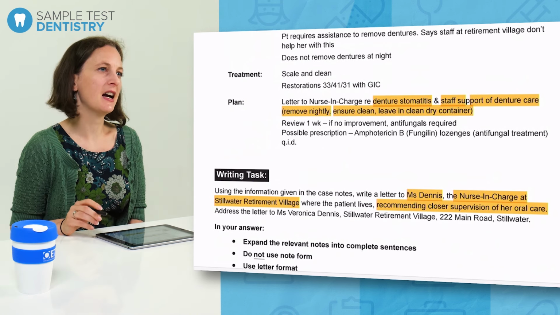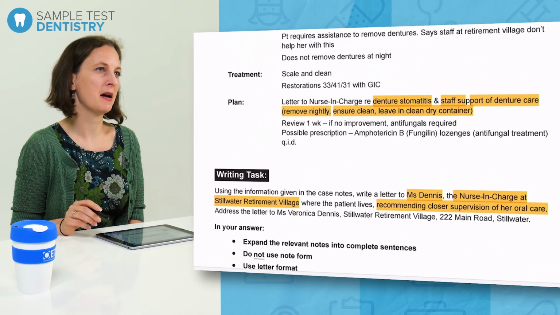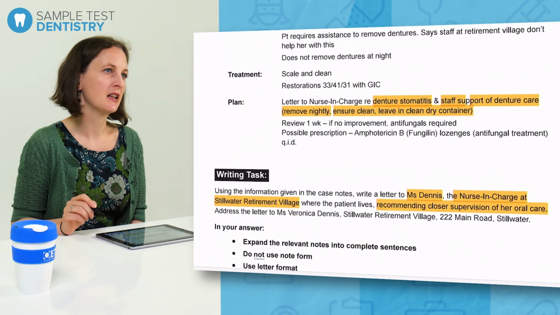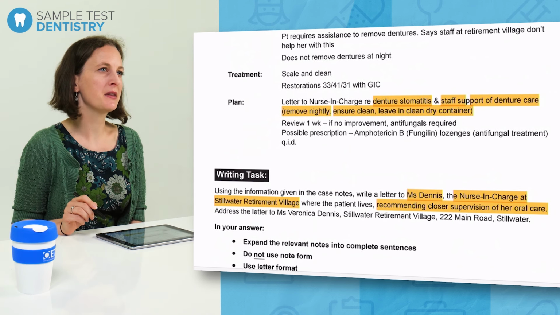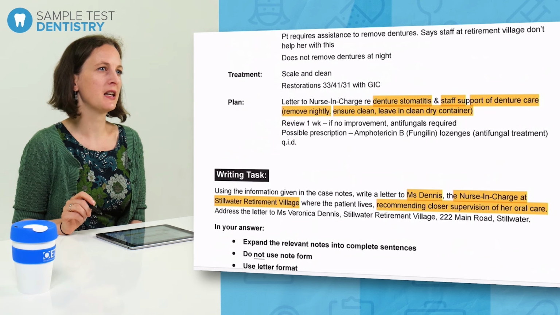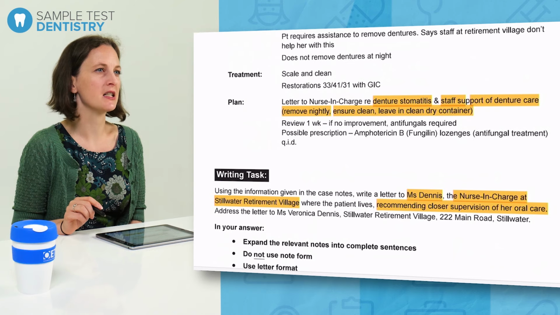From these details, I can understand I'm updating the nursing manager about my concerns for Mrs. Georgias' oral care needs. With this in mind, and remembering the specific reason for writing this letter, to recommend closer supervision of Mrs. Georgias' oral care, I can start reading through the case notes line by line, deciding whether each one is relevant to the reader or not.